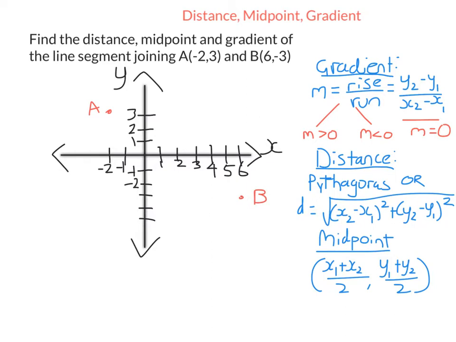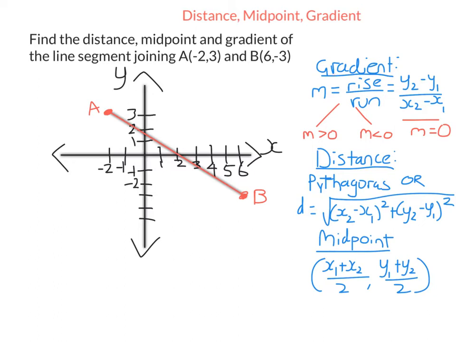So let's join up these 2 points. So here we have what we call a line segment because it has a clear start and an end. If it doesn't start or end, we call it a line. So this is the line segment we're talking about. Now let's calculate its gradient, distance, and midpoint.